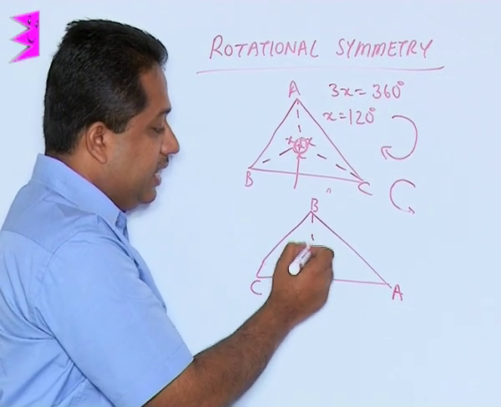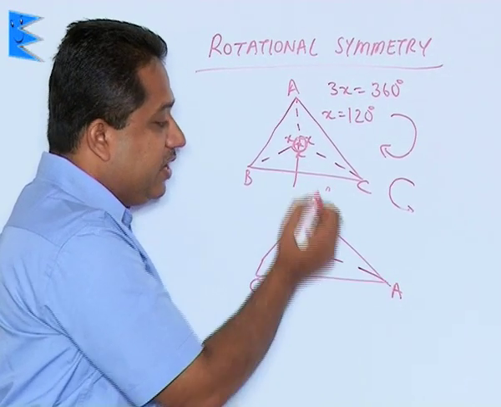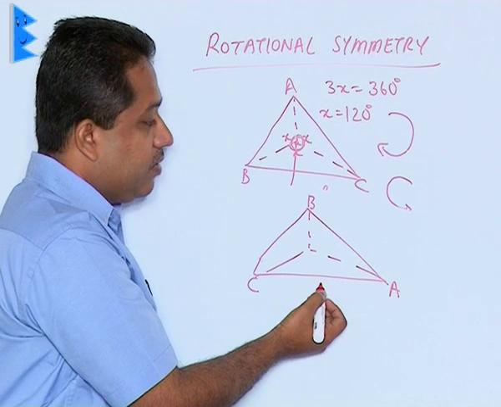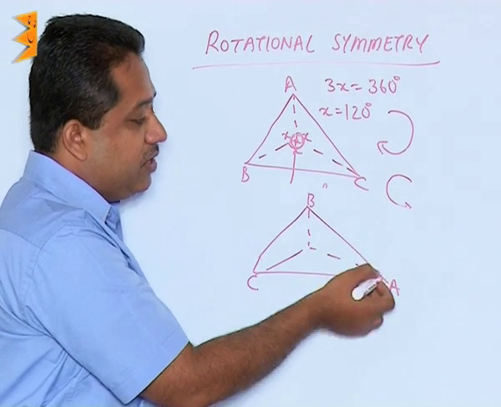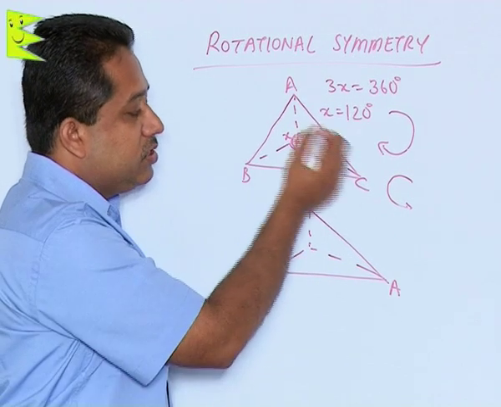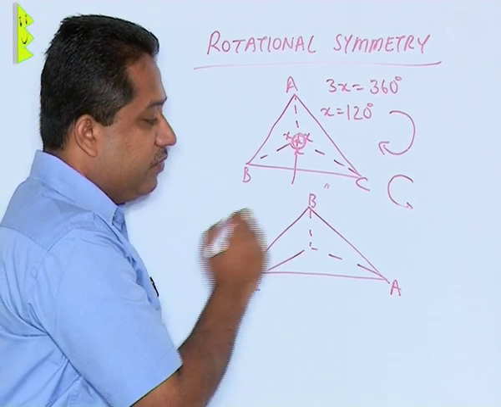So what happens is that the shape of the figure remains the same. It's an identical figure, but what has happened is the position of the alphabets, if you note, has shifted one place to the right because it's a clockwise rotation. So this is the first rotation.